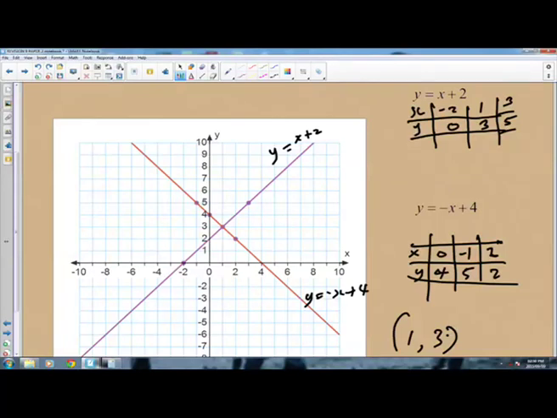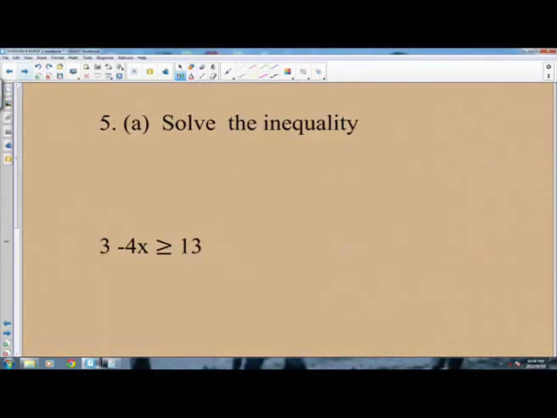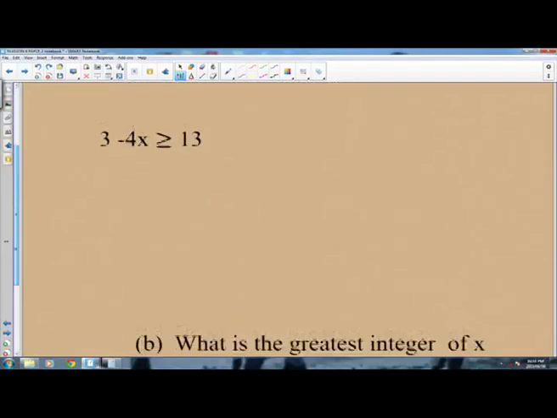And then what about the next revision question? The next revision question says solve the inequality. So you have to solve the inequality 3 - 4x ≥ 13. So you are expected to solve this.